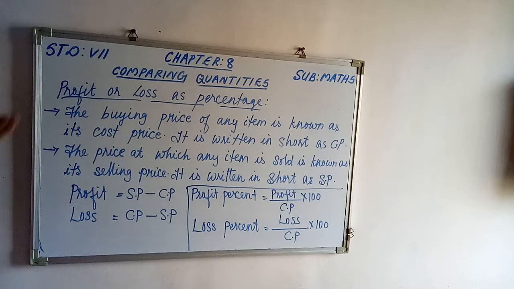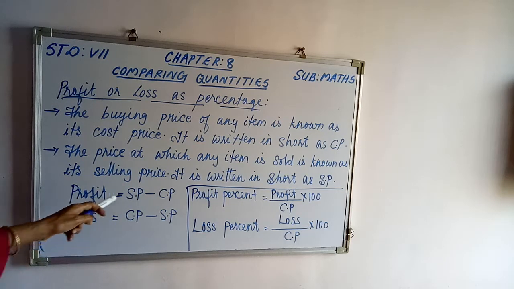Now we can see profit or loss mentioned as a percentage, or how to find out profit percent or loss percent. The buying price of any item is known as its cost price. It means the price that is given while buying or purchasing an item is called the cost price. In short, we can write it as CP, cost price. And the price at which any item is sold is known as the selling price. It is written in short as SP, selling price.